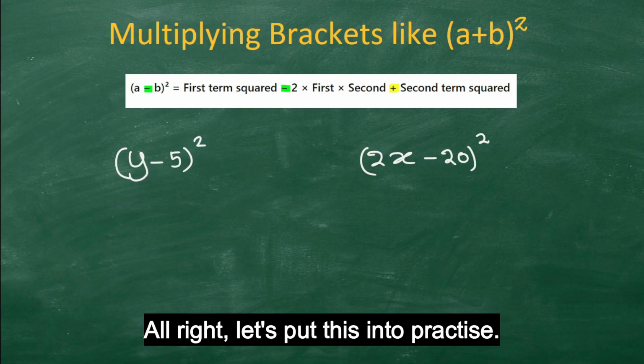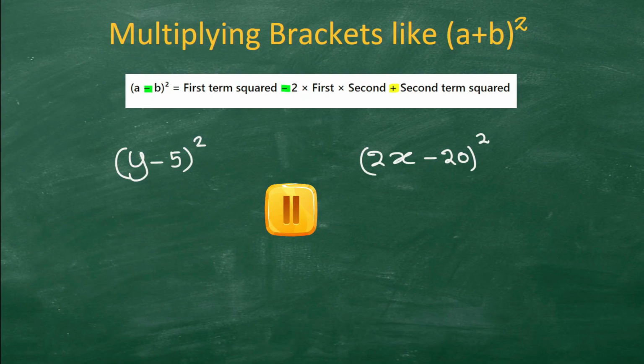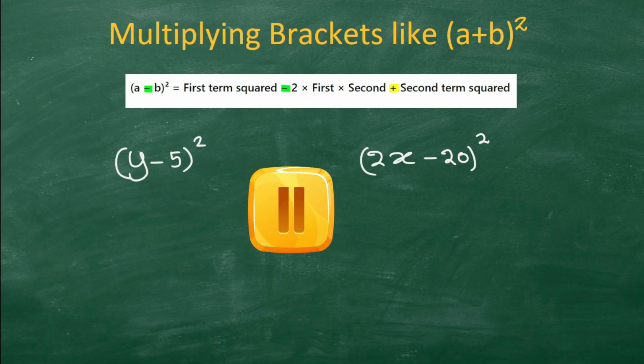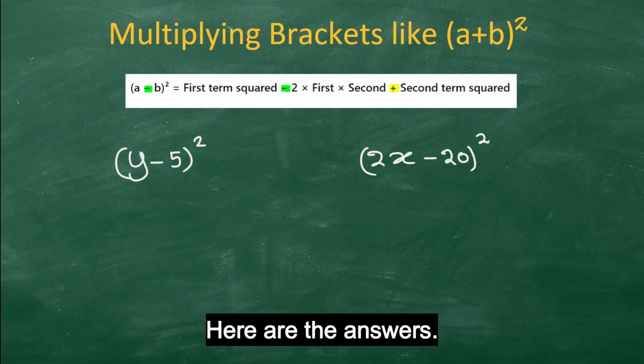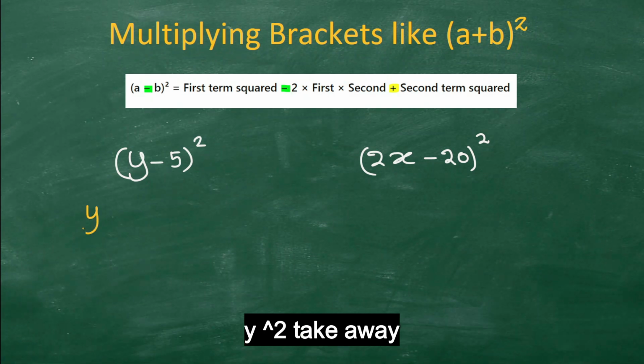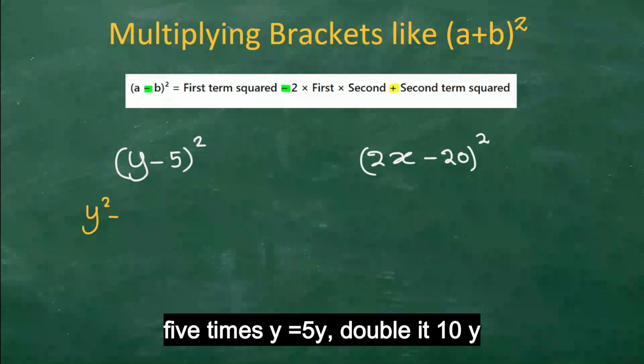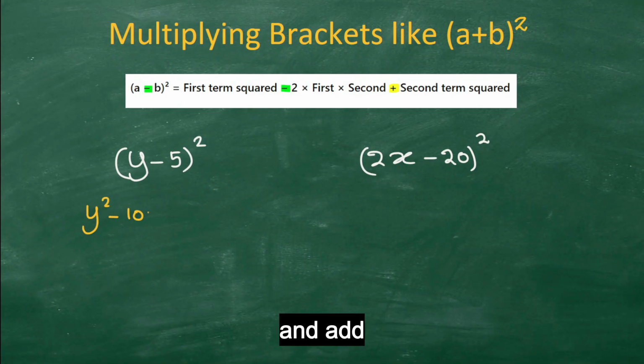All right, let's put this into practice. Here are 2 questions for you. Please pause the video and do this one yourself. When you're ready, press play. Here are the answers. (y - 5) everything squared. Square of the first term, y squared. Take away 5 times y, 5y, double it, 10y. And add 5 squared is 25.